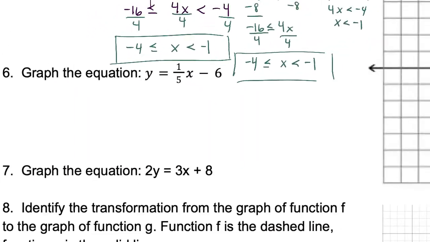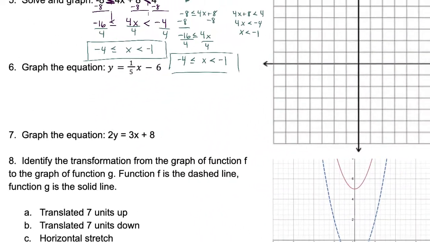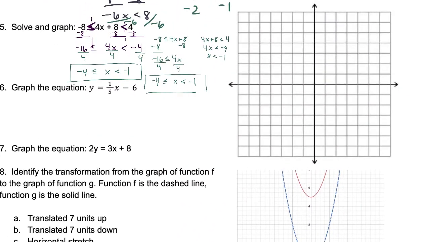Let's see here. Graph this equation. All right, we can graph that guy. Y equals mx plus b. So my y-intercept is negative 6. 1, 2, 3, 4, 5, 6. So there it is, y equals negative 6 right there.